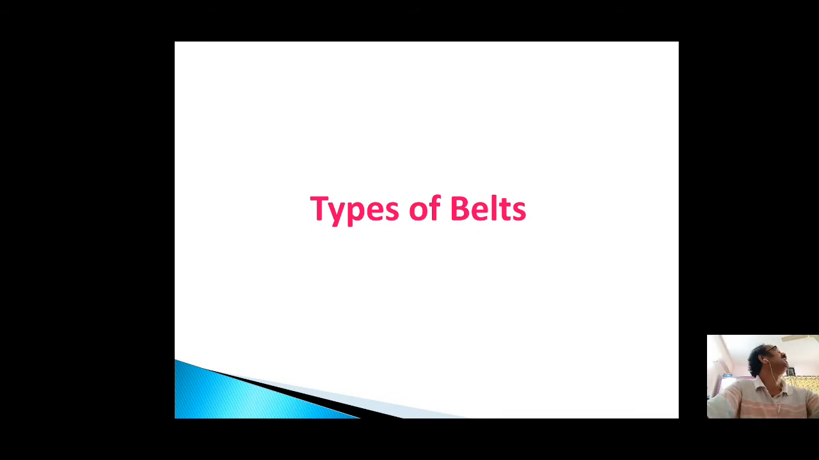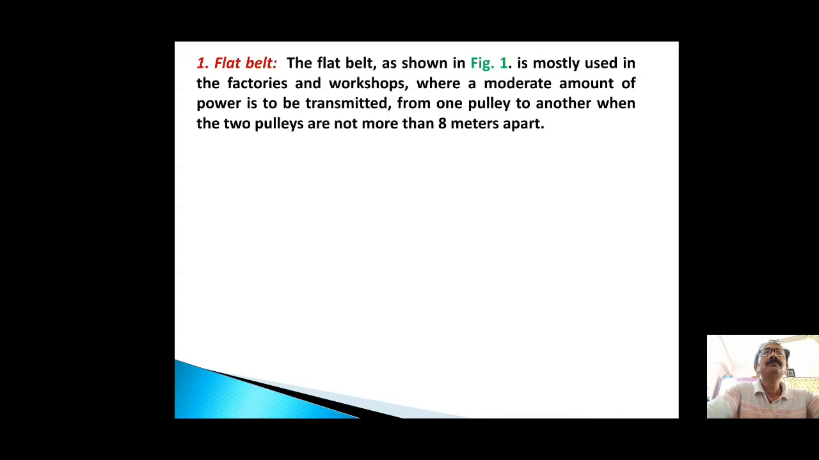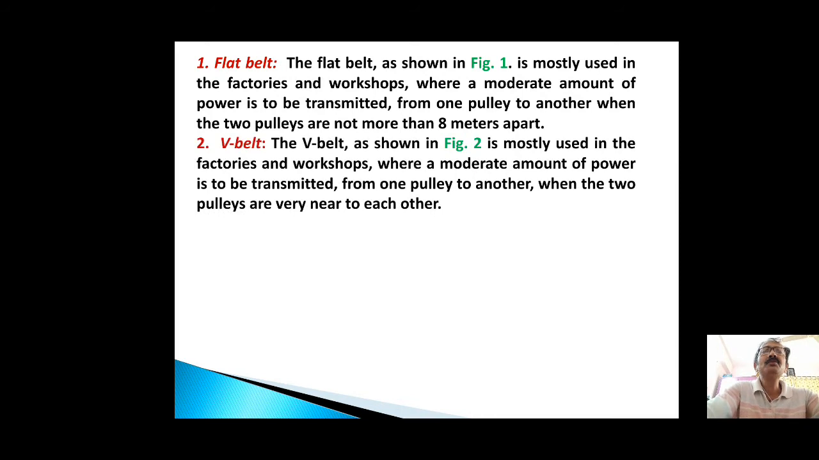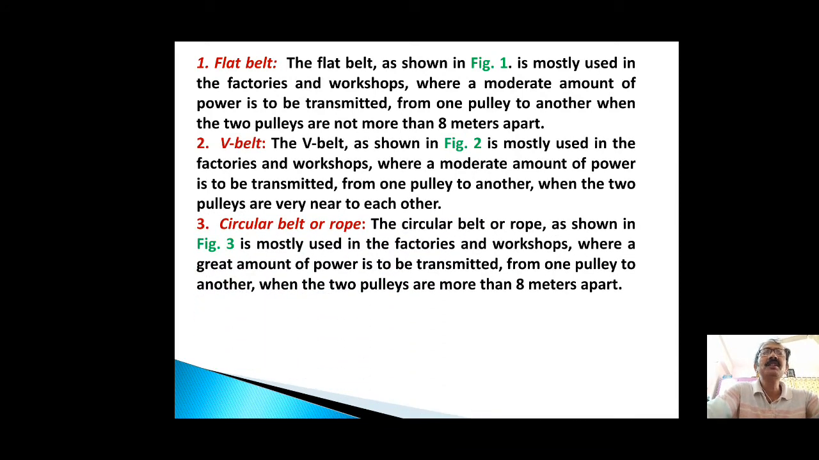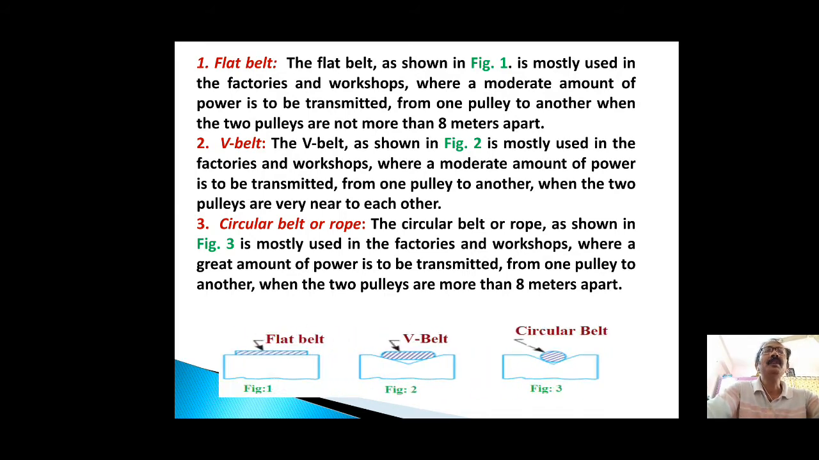Now the types of belts. So the types of belt: number 1, the flat belt; number 2, the V belt; and number 3, the circular belt or rope. Now flat belt. The flat belt, as shown in figure 1, is mostly used in the factories and workshops where a moderate amount of power is to be transmitted from one pulley to another when the two pulleys are not more than 8 meters apart.